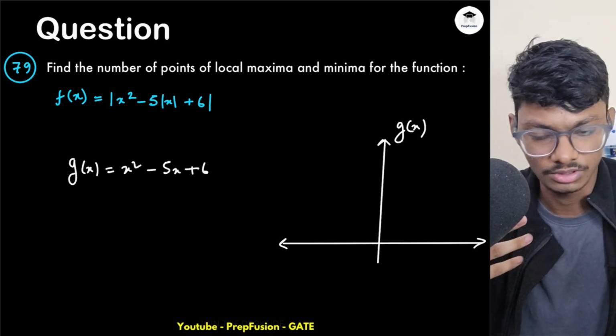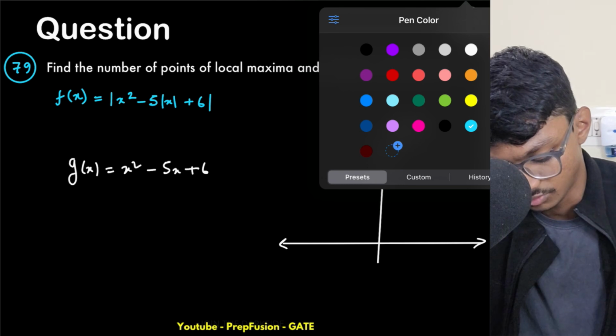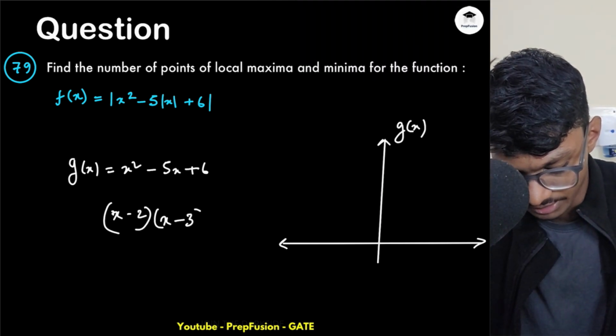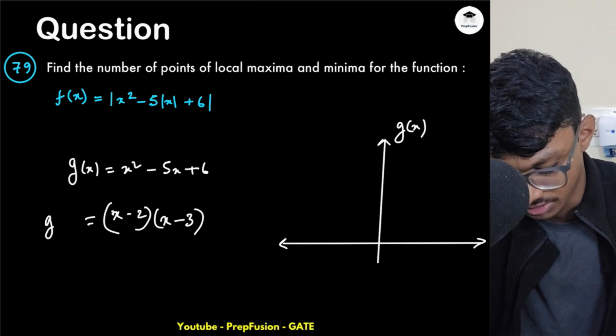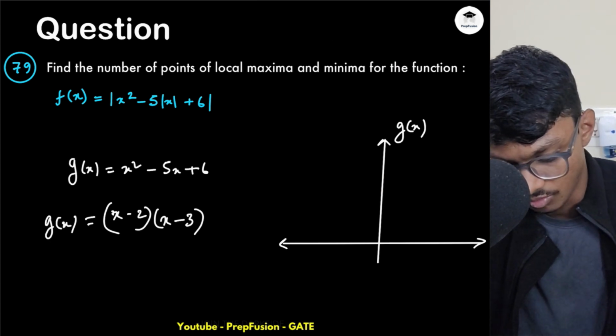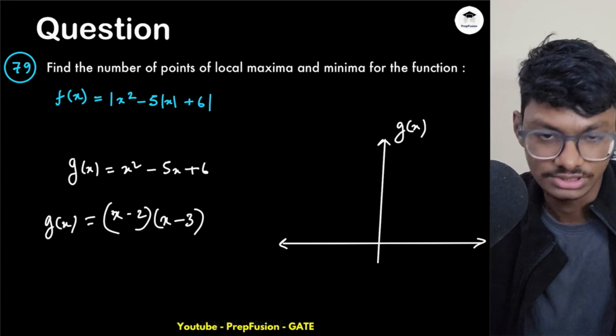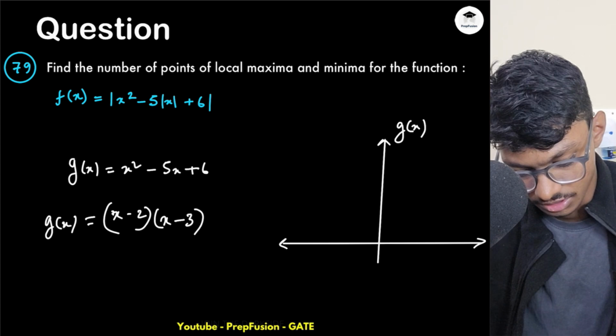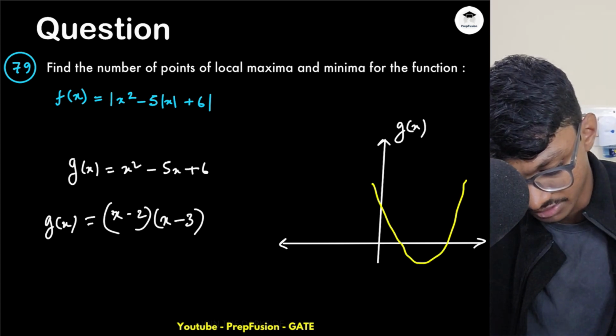So this is a parabola, and I can further break this down, factorizing it as x minus 2 into x minus 3. This is my g of x. Now obviously very simple, so this is just a wavy curve. At x equals 2 and x equals 3, I will have roots, and my graph will be like this parabola.